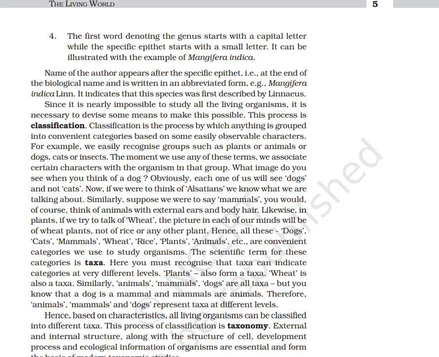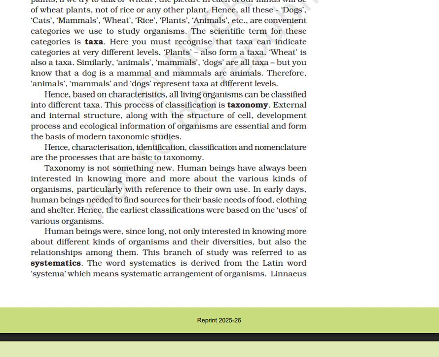Hence, based on the characteristics, all living organisms can be classified into different taxa. The process of classification is taxonomy. External and internal structure along with the structure of the cell, development process and ecological information of organisms are essential and form the basis of modern taxonomic studies. Hence, characterization, identification, classification, and nomenclature are the processes that are basic to taxonomy.